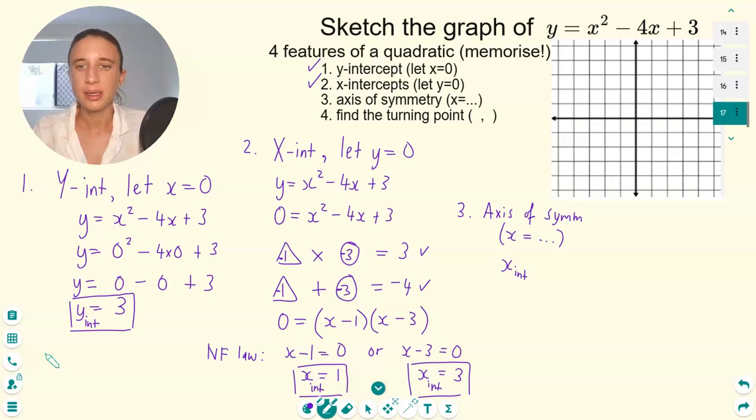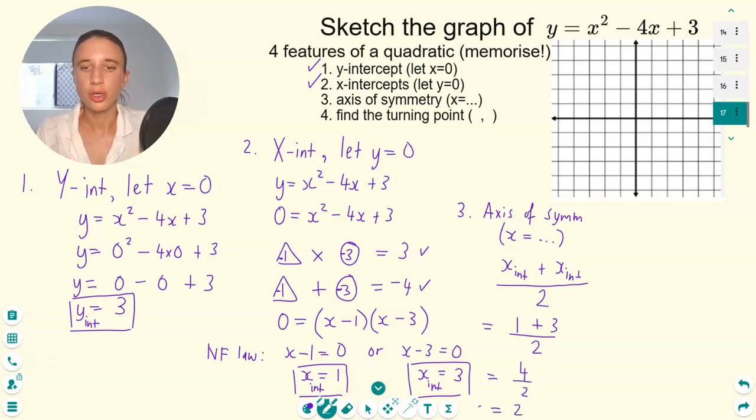X intercept plus X intercept over 2. It's halfway between your x-intercepts. And we have our nice box around them, so 1 plus 3 over 2. Simplifying the numerator, 1 plus 3 is 4 over 2, which is 2. That's our axis of symmetry. Maybe put a line next to it, axis of symmetry. It splits the graph in half.